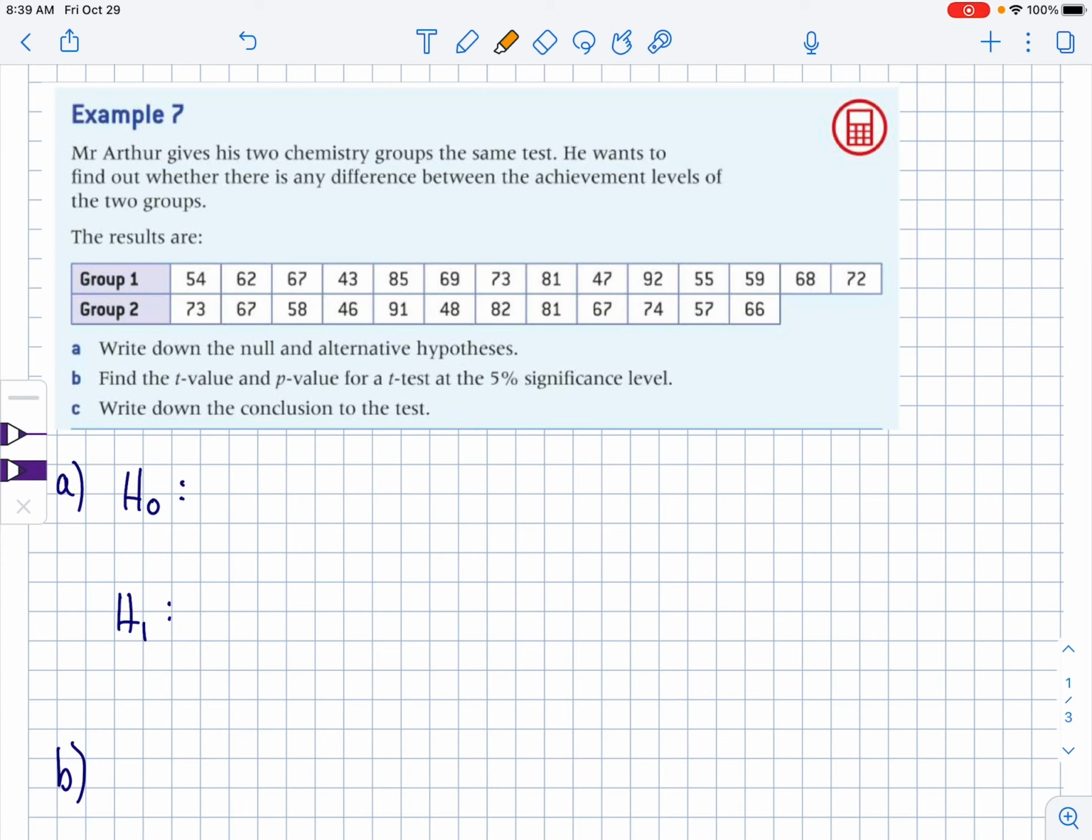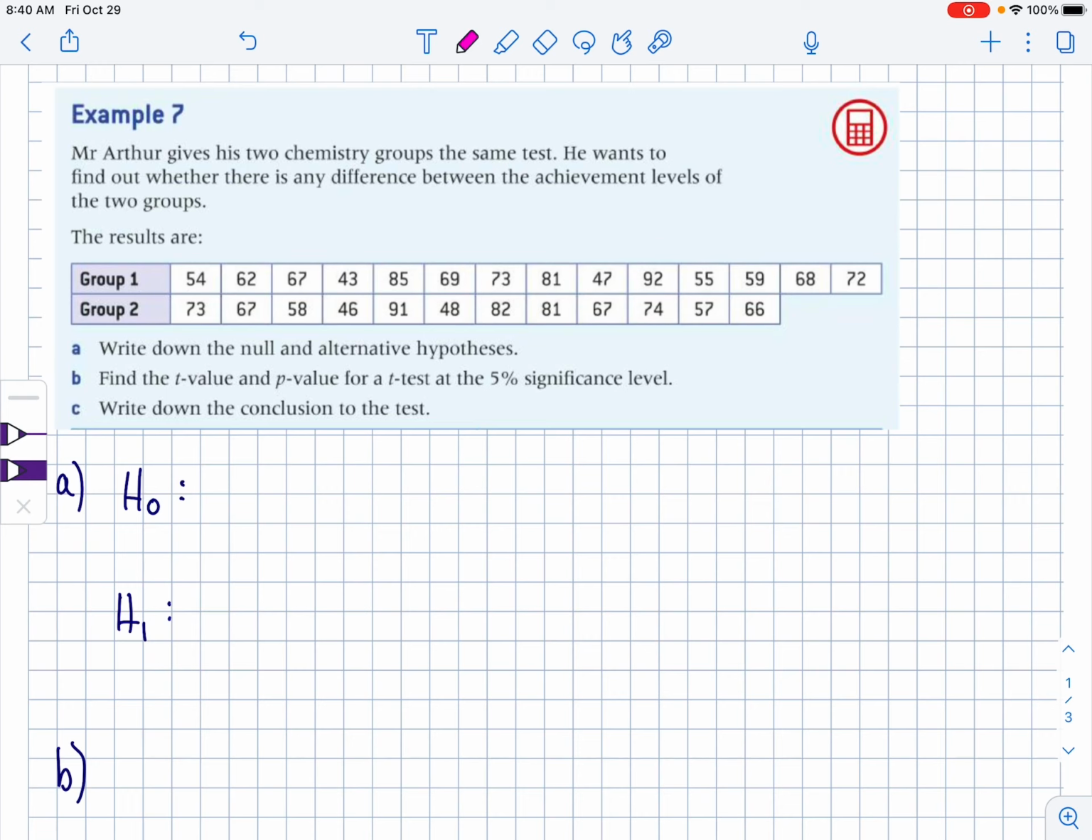First example, Mr. Arthur gives two chemistry groups the same test. He wants to find out whether there's any difference between the achievement levels of the two groups. So he tested one group and they got these scores, and the other group and they got these scores. The first thing I noticed is that these score sets aren't even, that there's more kids in one class than the other. That's totally fine with a t-test. You can do that.